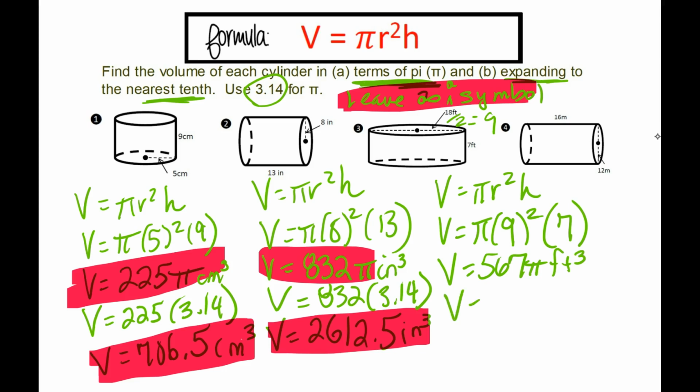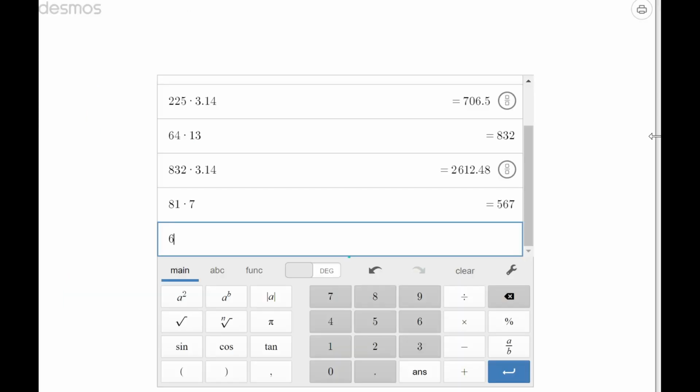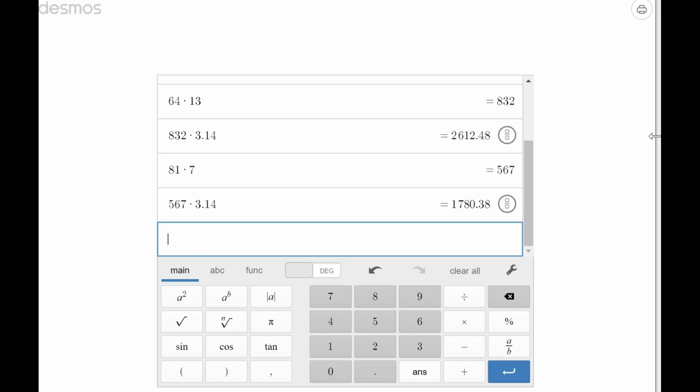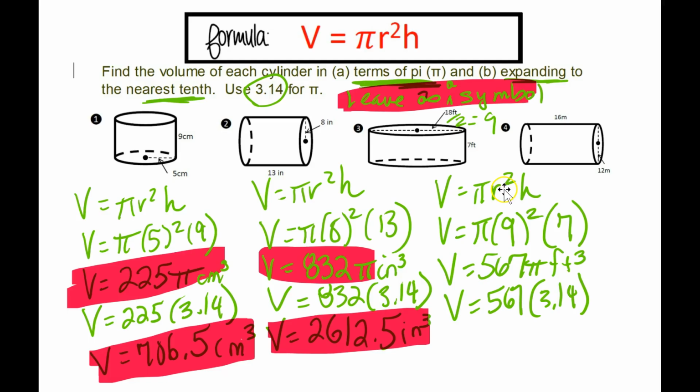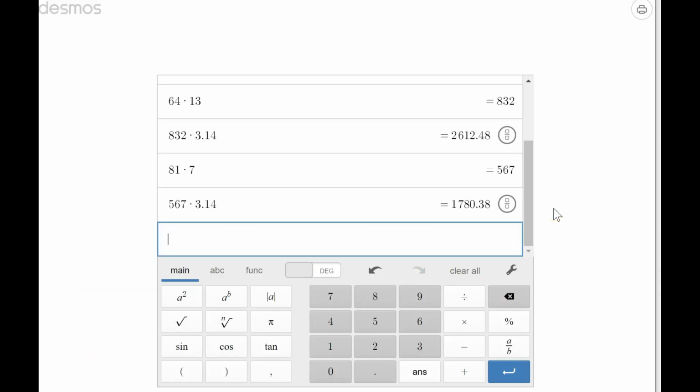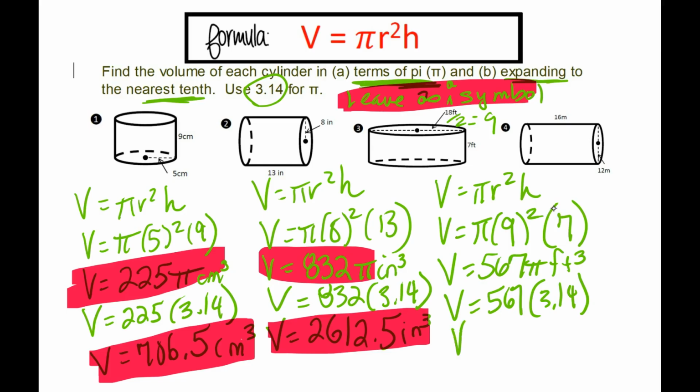Now what do we do? We take the 567 times 3.14, and we're rounding to the nearest tenth, so that 8 is going to round that 3 up to a 4. What is that number? 1780.4. V is equal to 1780.4. What are our units? Feet cubed.